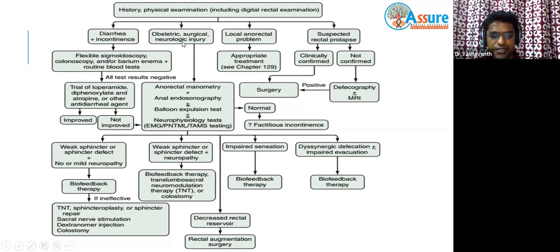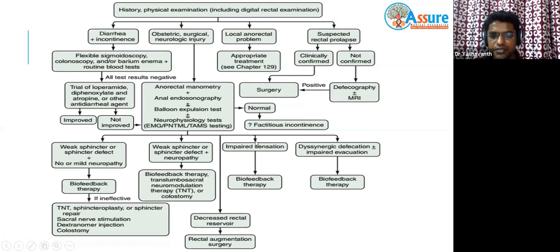Then if the patient has a history of injury, you can evaluate with manometry for pressure, endosonography for structural damage, balloon for functional assessment, and neurophysiology plus or minus, we can do it. If you see dyssynergia, it is biofeedback therapy.